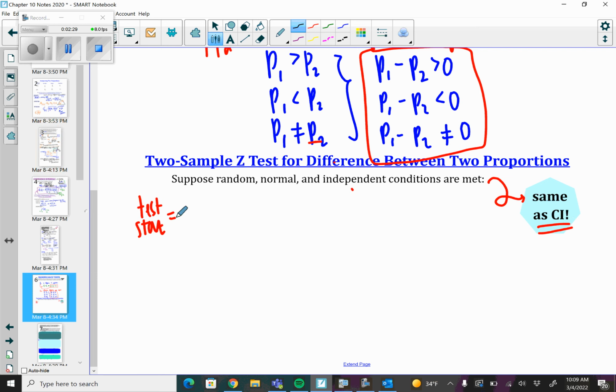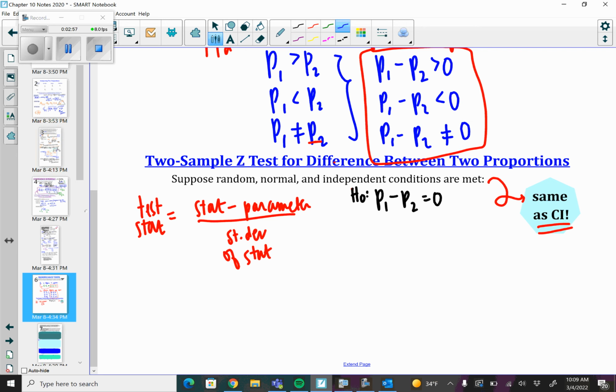Remember, a test statistic tells us how far from the parameter our statistic is. So in general, it's the statistic minus the parameter divided by the standard deviation of our statistic. In the case of a two-sample z-test for the difference between two proportions, our null hypothesis, if you recall, is always going to be P1 minus P2 is equal to 0. Our parameter is always going to be that the difference is 0. So this piece, the parameter, is going to end up not being included because it's just 0.